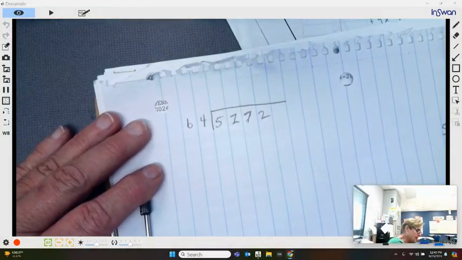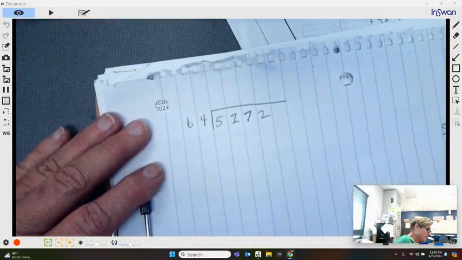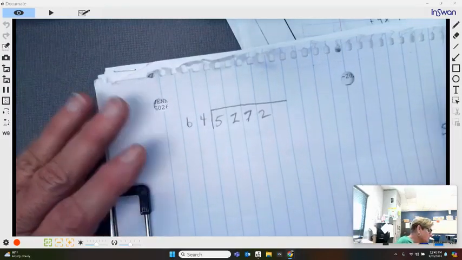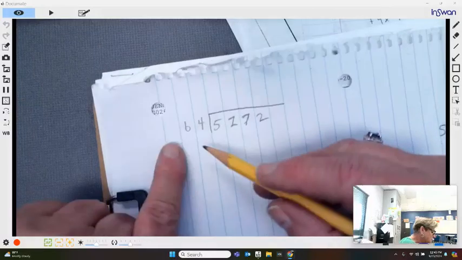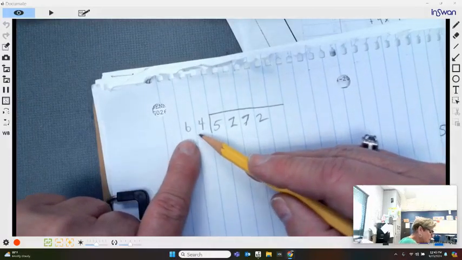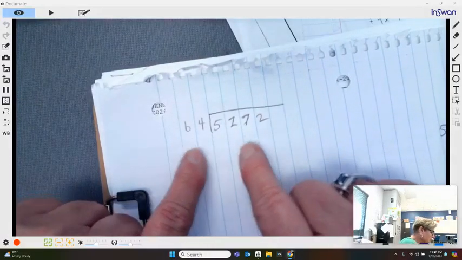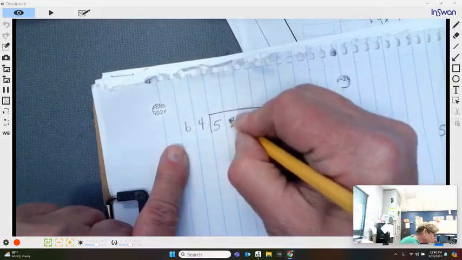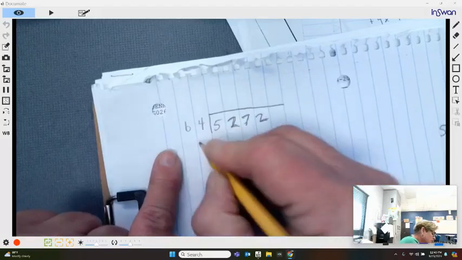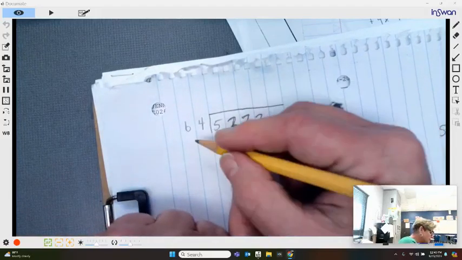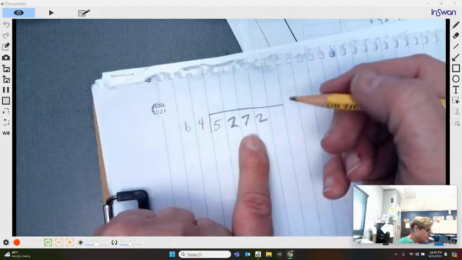Now, when we go through this process, it's going to cover annexing zeros. It's going to cover and address lining everything up. So I just want you to pay close attention and look at what we have here. If we look at the numbers that we're using in this problem, if I have 5,272, I'm going to start by dividing 64 through the number of place values that it can go through.